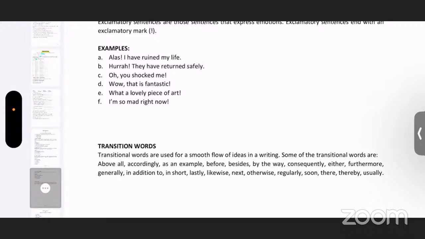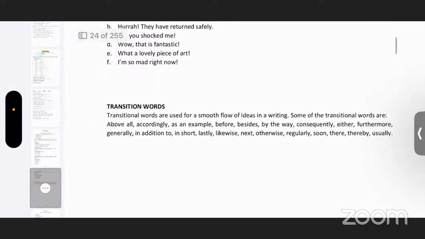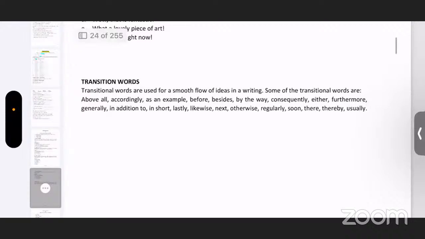Thereafter, we have the transition words. What are the transition words? These are used for the smooth flow of ideas in writing. The transition words are another concept. Let me tell you, these are the four categories of sentences that everybody will have to have in their mind, because you will be asked questions by the examiner.